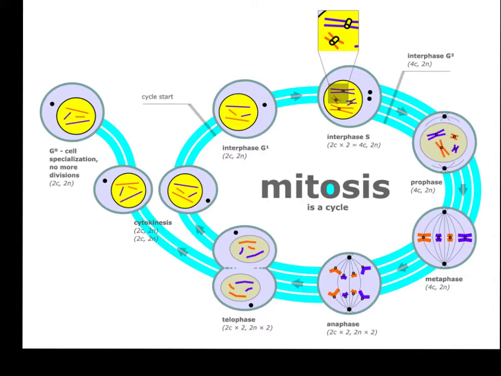Another thing that begins to happen, if you're looking at these little black dots, those are the centrioles. The centrioles produce these things called spindle fibers. They're these little web-like structures that are eventually going to move the chromosomes around the cell. So the centrioles begin to create the spindles during prophase.